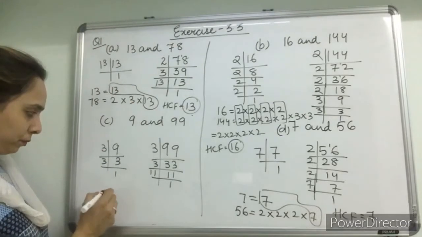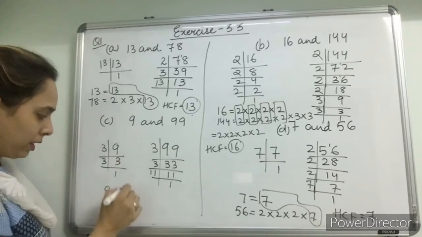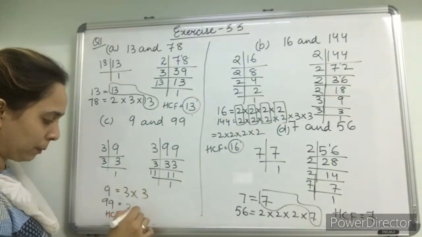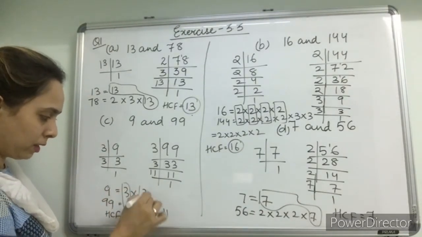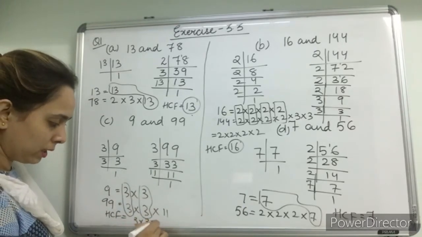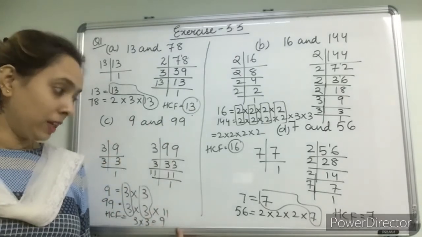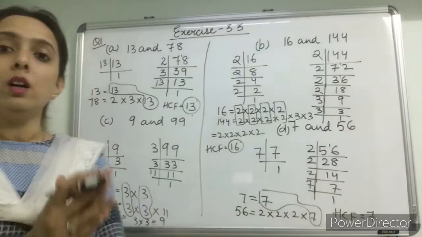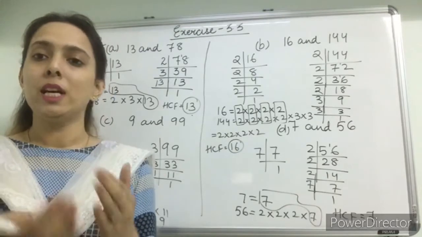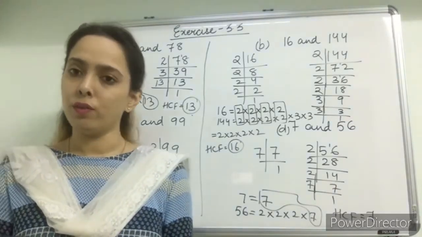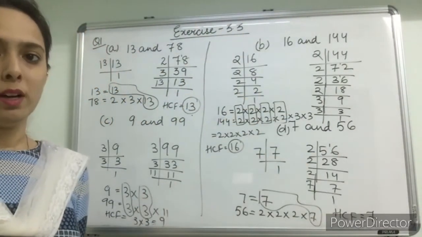The last numbers, 9 and 99, HCF. Here we have 2 times 3, and here we have 2 times 3 and 1 time 11. So here 3 and 3, so 3 into 3 is 9. So the HCF is 9. So the first number of these two numbers again is the HCF. So what is common in all the answers? Common in all the answers is that the first number of the two numbers is the HCF of them. This is the answer. So this question you are going to do in your fair notebook.